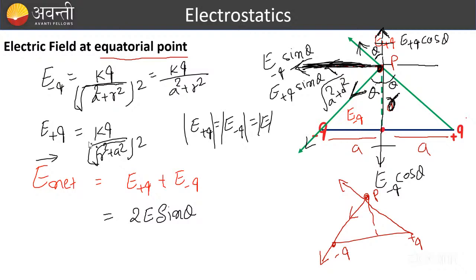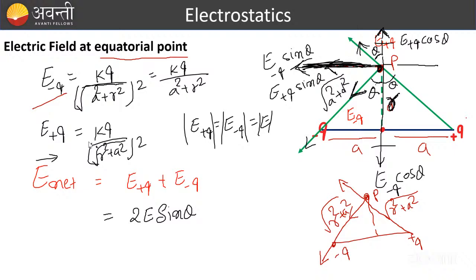Then what I did is I calculated magnitude. So magnitude of electric field because of plus q and minus q will be same because they are symmetrically placed. This distance is root of r square plus a square. This distance is also root of r square plus a square. Magnitude of positive and negative charge is same. So E of minus Q or plus Q magnitude is same. Directions are different, so we need to add them vectorially.